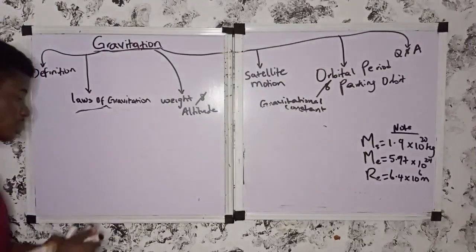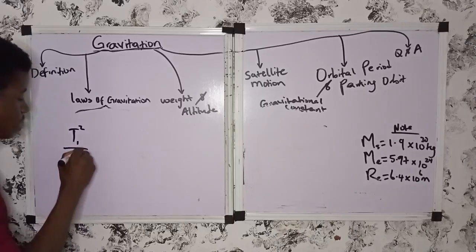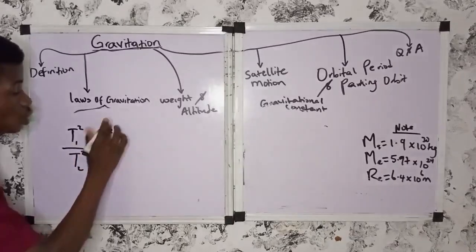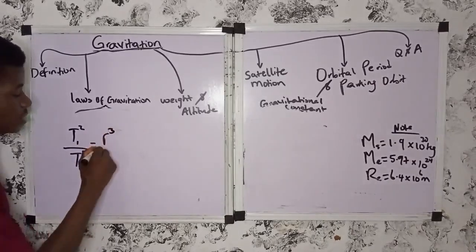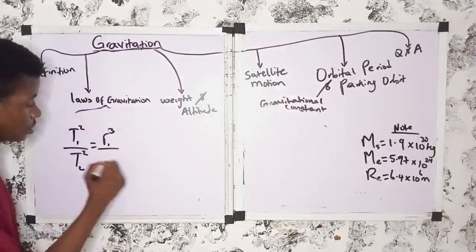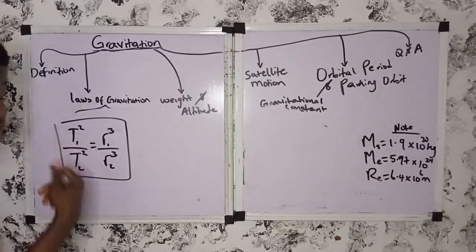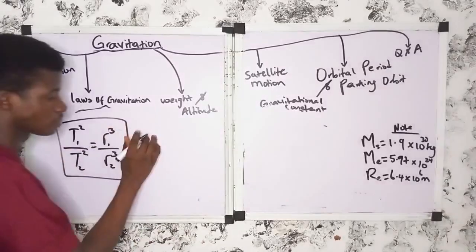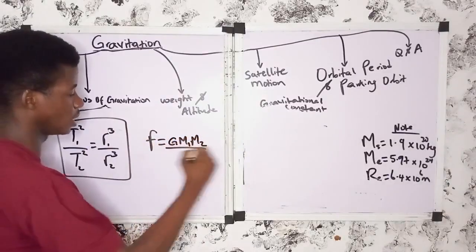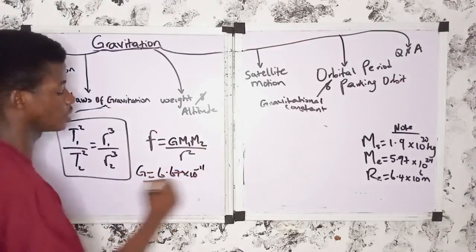Don't forget that Kepler's law states that the ratio of the square of their period is proportional to the cube of their distance from the sun. This is Kepler's third law. You can put D, you can put R. Then this is Newton's law of gravitation, where G is equal to 6.67 times 10 to the power minus 11.